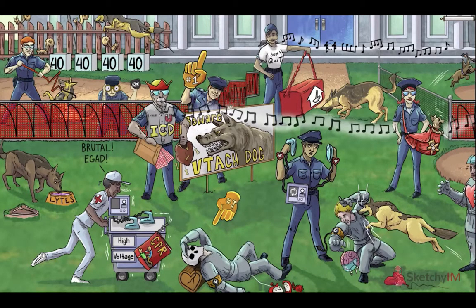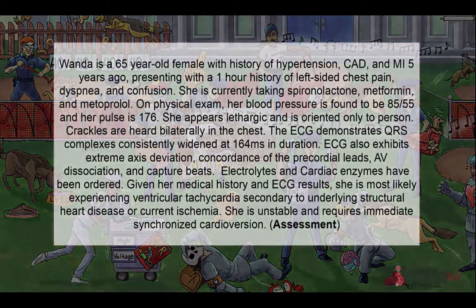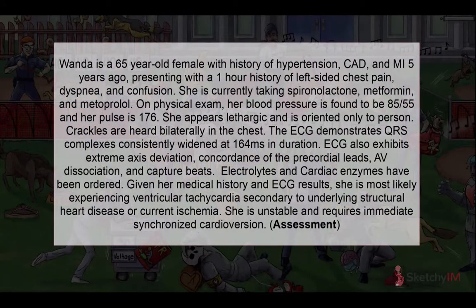All right, who's up for a sample assessment? Wanda is a 65-year-old female with a history of hypertension, CAD, and MI 5 years ago, presenting with a 1-hour history of left-sided chest pain, dyspnea, and confusion. She's currently taking spironolactone, metformin, and metoprolol. On physical exam, her blood pressure is found to be 85/55 and her pulse is 176.